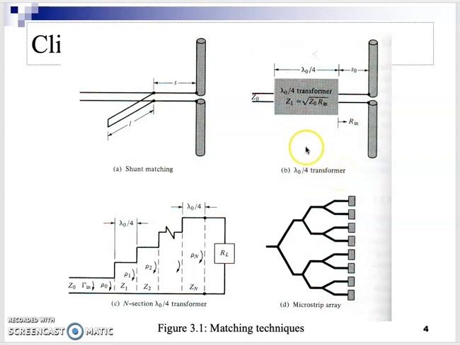For the first one, this is a single section quarter wave transformer. What we can see here is our antenna, and this is the quarter wave transformer. Why do we call it a quarter wave transformer? Because it has a length of lambda over 4, and the impedance of this section is Z1. We want to match from this antenna to Z0, our system.